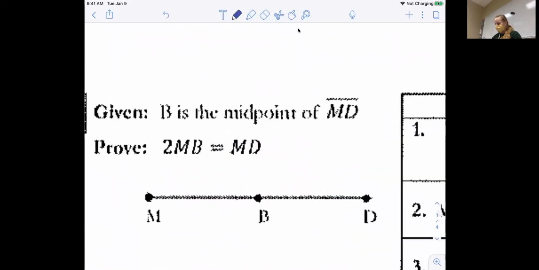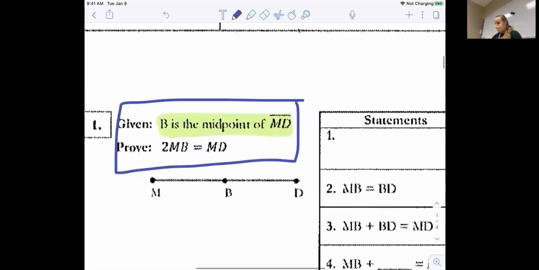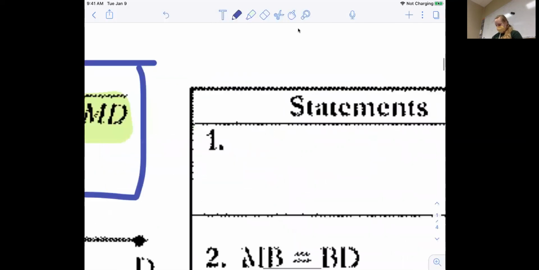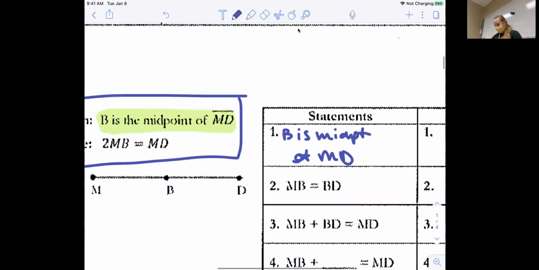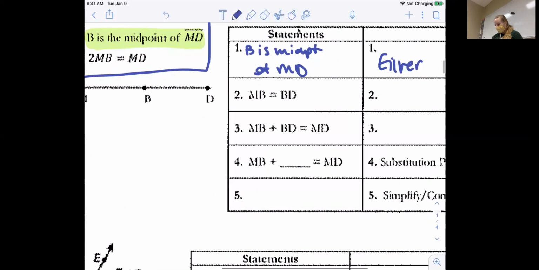I'm going to draw your attention first to this little given and prove section. Given is always my first reason, and so whatever is given to me goes on the first statement. So that goes in the first box on the left side. B is the midpoint of MD. That's what's given. I can't start with anything else than what is given to me. So I'm going to write given for my first reason. We okay with that? Okay.